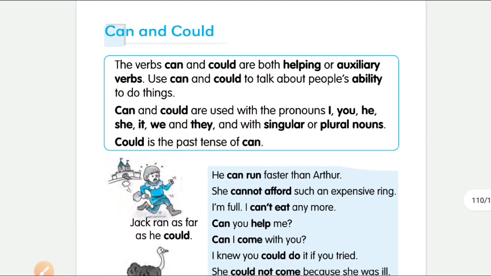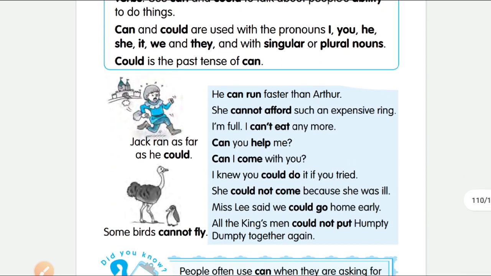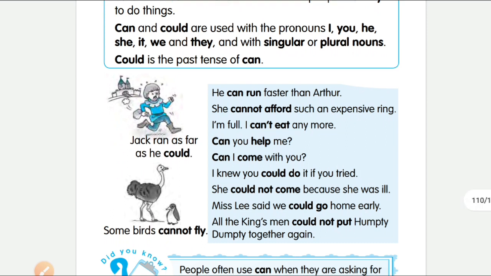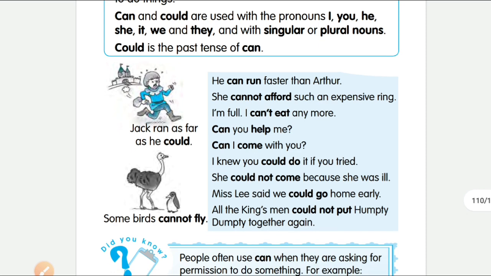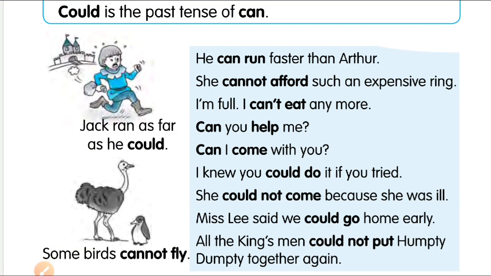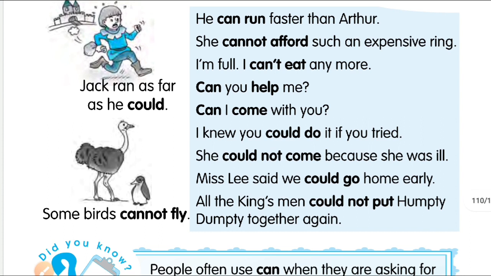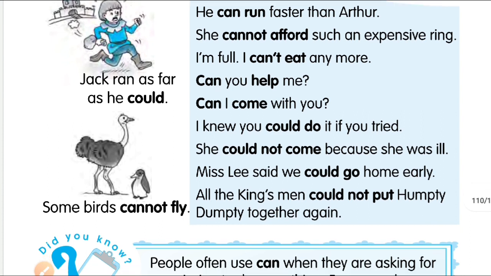One more thing you can see here is can and could. These are also verbs. When you can run faster, she cannot afford such an expensive ring. All these are used for can, which means it depends upon your capacity. Jack ran as far as he could. You can see here in the picture, Jack is running as far as he could, according to the capacity of Jack. Some birds cannot fly. So whether you can do it or not depends upon using can and could.